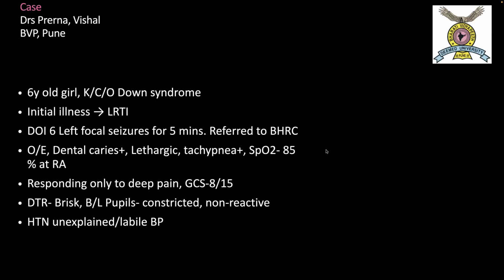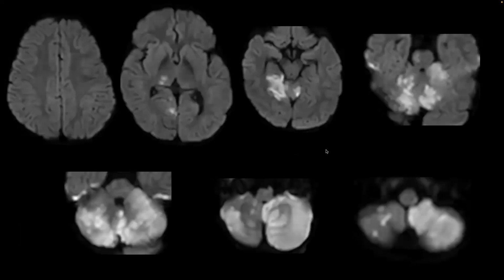During this 5 days of illness, the child had unexplained hypertension. She was having labile blood pressure. So we immediately went for an MRI. MRI demonstrates posterior circulation infarcts on both sides, as you can see out here, involving the thalamus, the paramedian occipital and temporal lobes, and also the brainstem and the cerebellum on both sides.